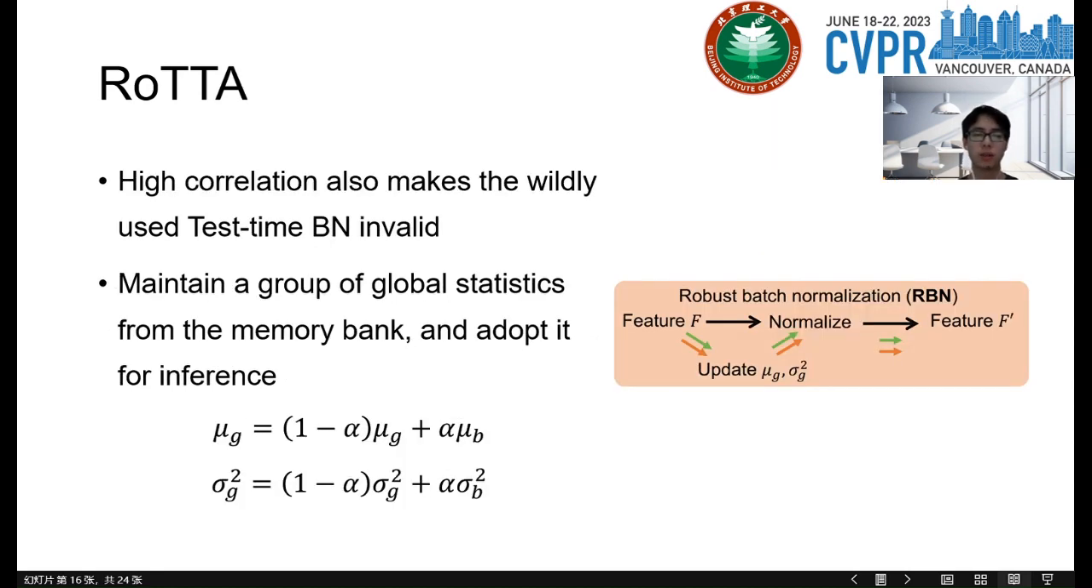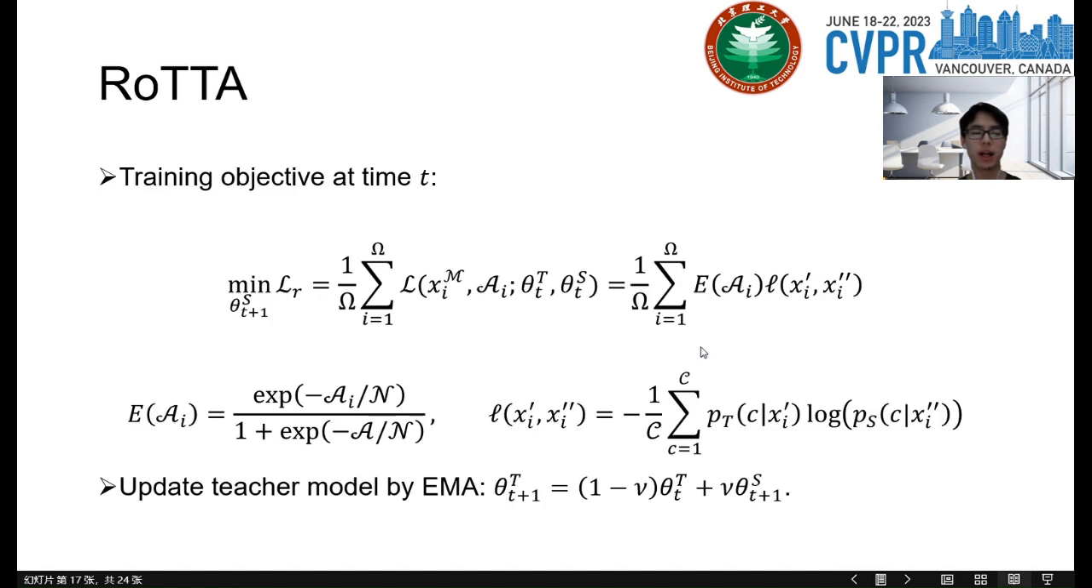High correlation among the test batch also makes the widely used test-time BN invalid. So we design a robust batch normalization. It maintains a group of global statistics from the memory bank as the following equation and adopts it for inference directly. When it comes to updating, we notice that too old or unreliable instances still have an opportunity to stay in memory, since keeping the category balance is assigned the top priority.